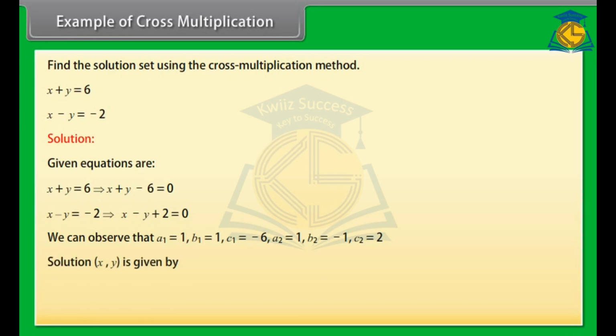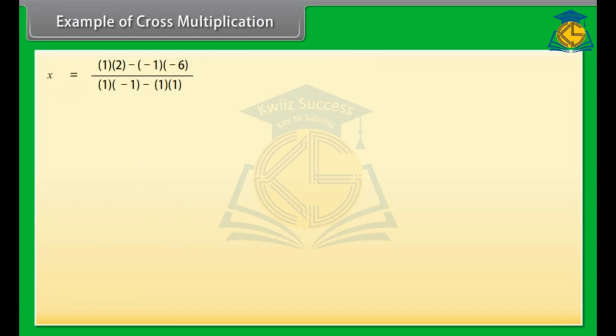Solution x, y is given by x is equal to b1 c2 minus b2 c1 upon a1 b2 minus a2 b1. Now by substituting the values we get x is equal to 1 into 2 minus minus 1 into minus 6 upon 1 into minus 1 minus 1 into 1. By calculating we get x is equal to 2.